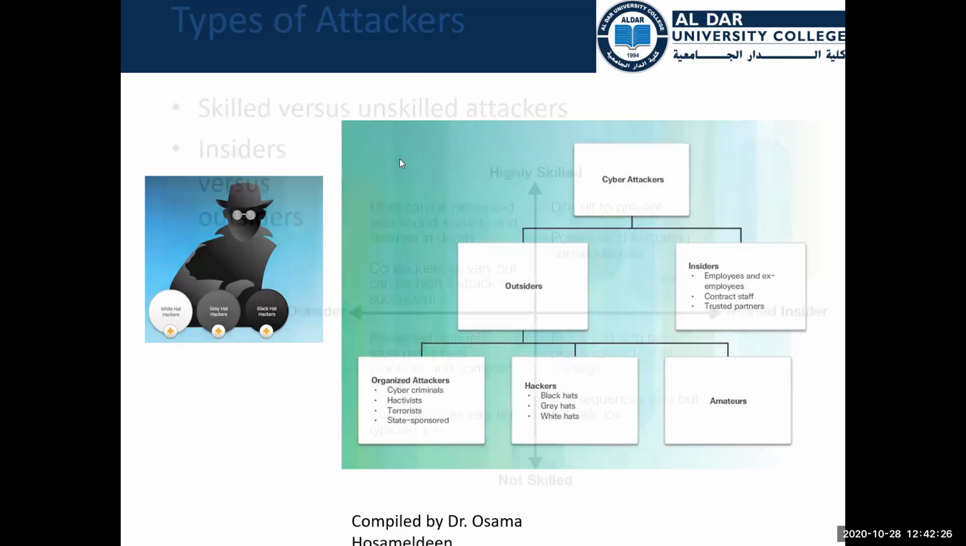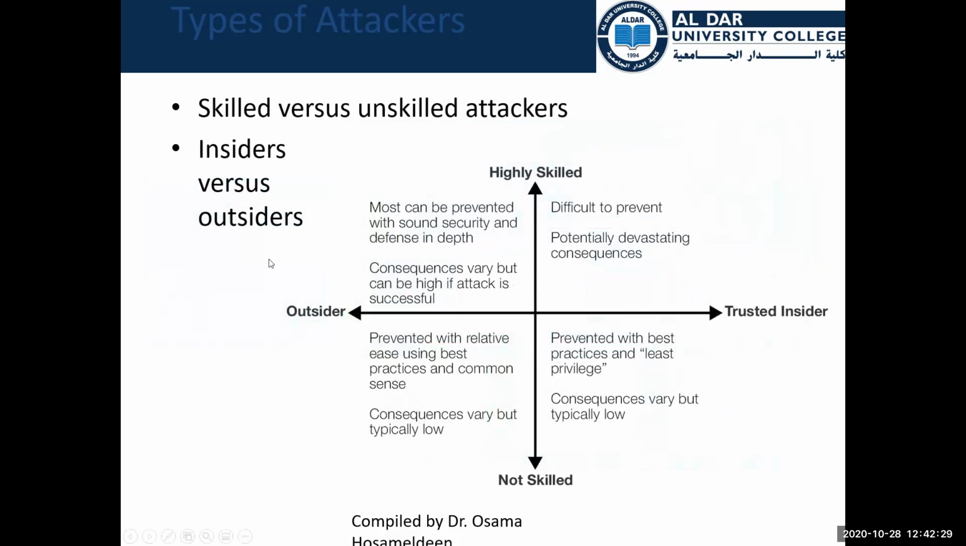Okay, let's move on. So we have here skilled and unskilled hackers, the trusted insider, and the highly skilled hackers. This square is the most dangerous one because it is difficult to prevent and has potentially devastating consequences. A highly skilled trusted employee is very, very dangerous. But a trusted insider who is not highly skilled maybe can be prevented with best practice and least privilege, and the consequences are not as high as the potentially devastating consequences of a highly skilled employee. So think about that.